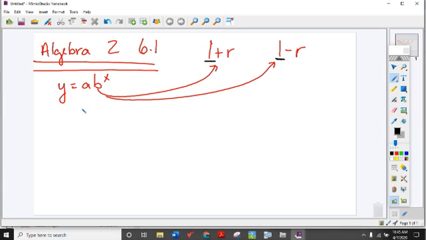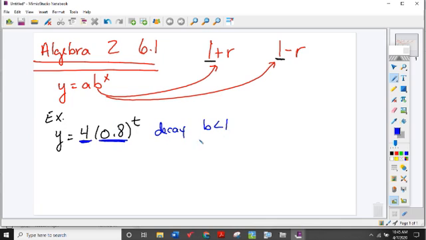All right, so here's another example. y equals 4 times 0.8^t. 4 would be the initial amount. This is your base, and this would be a decay because the base is less than 1. So to figure out the rate, I have to say to myself, okay, 0.8 equals 1 minus r. Because it's decay, I'm going to use the minus r.